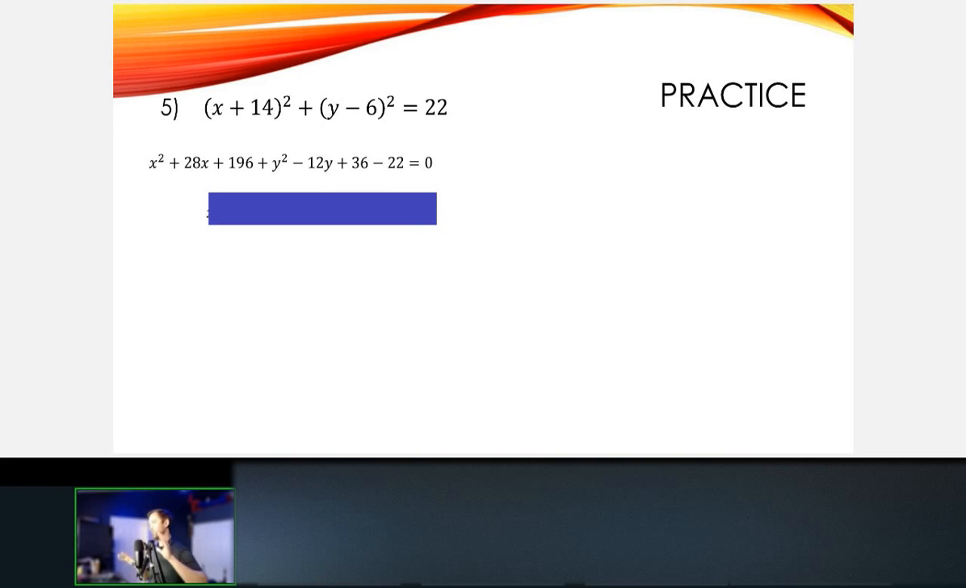Then for general form, you want to have the x squared, then the y squared, then your x term, then your y term, and then your constant, and then equals 0. So x squared plus y squared plus 28x minus 12y, and then 196 plus 36 minus 22. So again, 196 plus 36 minus 22 is 210. And then that's it. We get back to the general form.